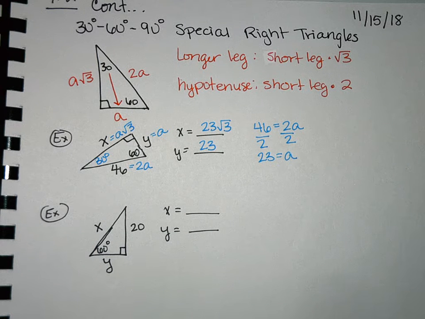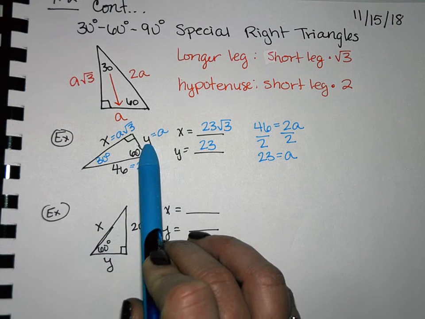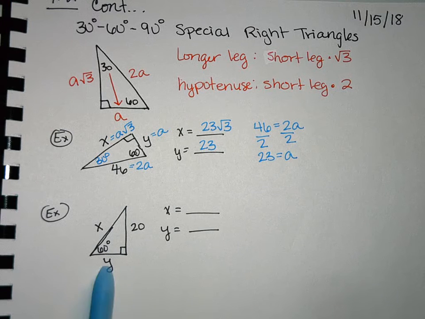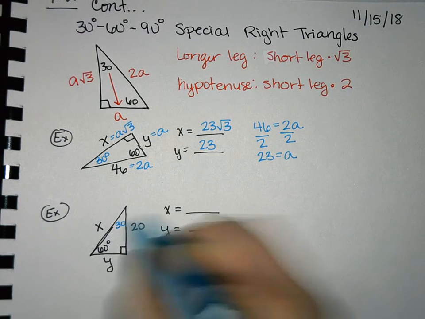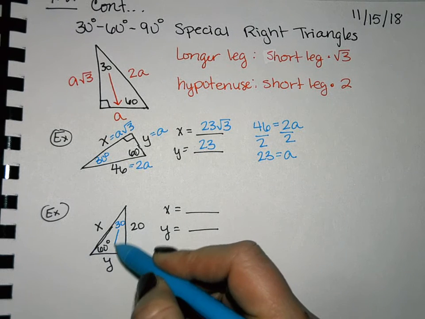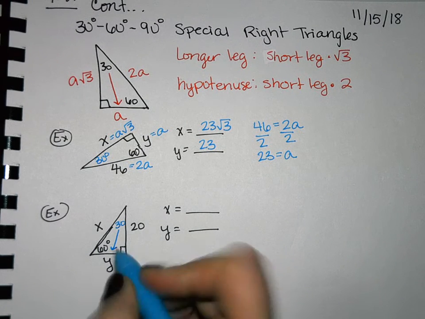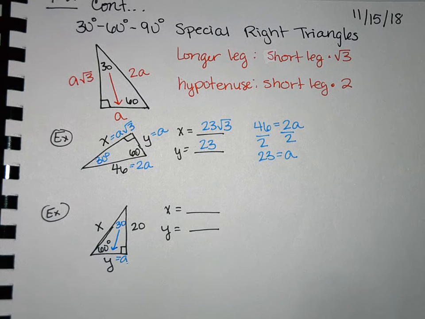Max: So when you find the shorter leg, you always put 30 degrees across from it? Mm-hmm. Usually you have to know where the 30 is. So find the 30, across from that's A. So on the second one, where's the 30? Between the X and the 20. So where's our A? Y.